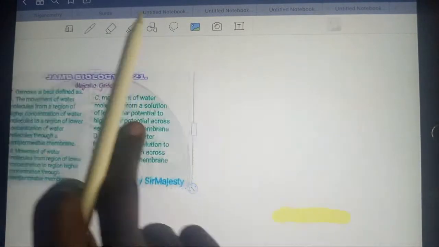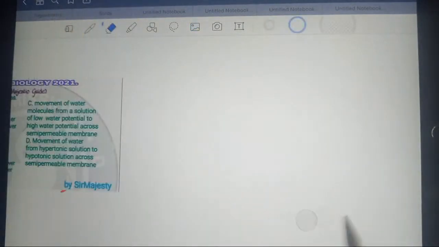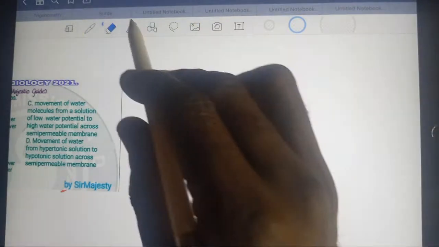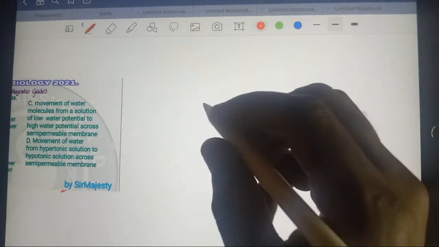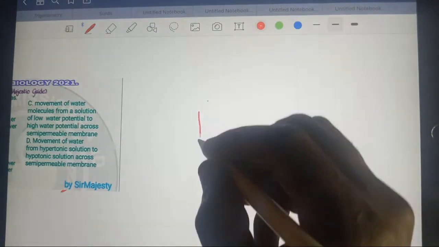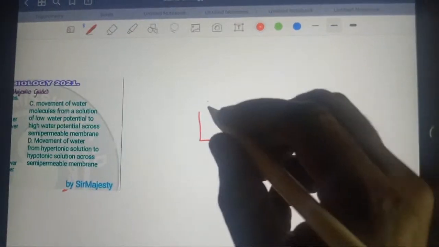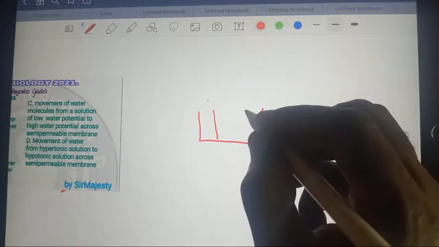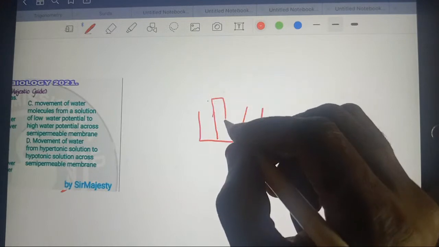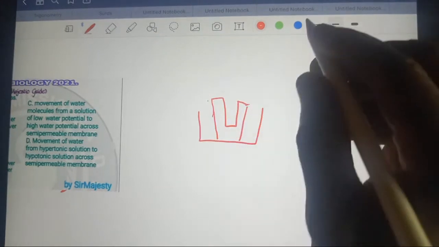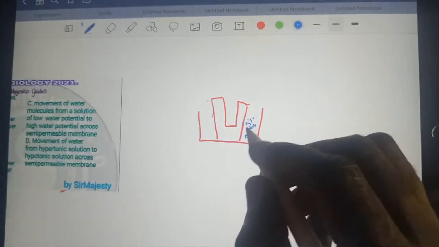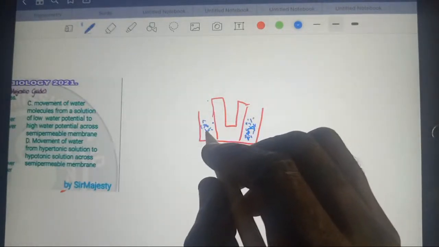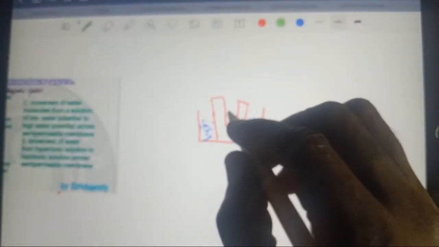Okay, we shift it aside. Now, what we are trying to say is water molecule is what is moving. Let me use this to show a setup for osmosis. If you have something like this, then you place your yam inside. Here is your distilled water. Then let's take that the inside is now sugar solution or salt solution.